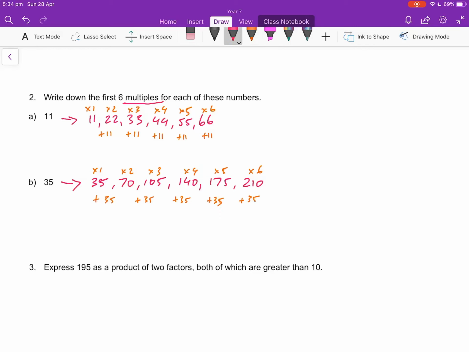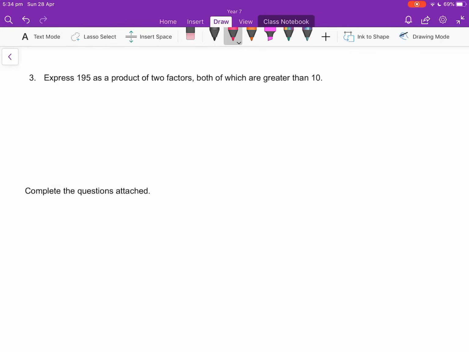Now we're going to have a look at finding two factors that are a product. So remember that product means times or multiply. So we want two numbers that multiply together to get 195. So that means we're looking for two numbers that go together. So two factors of 195.